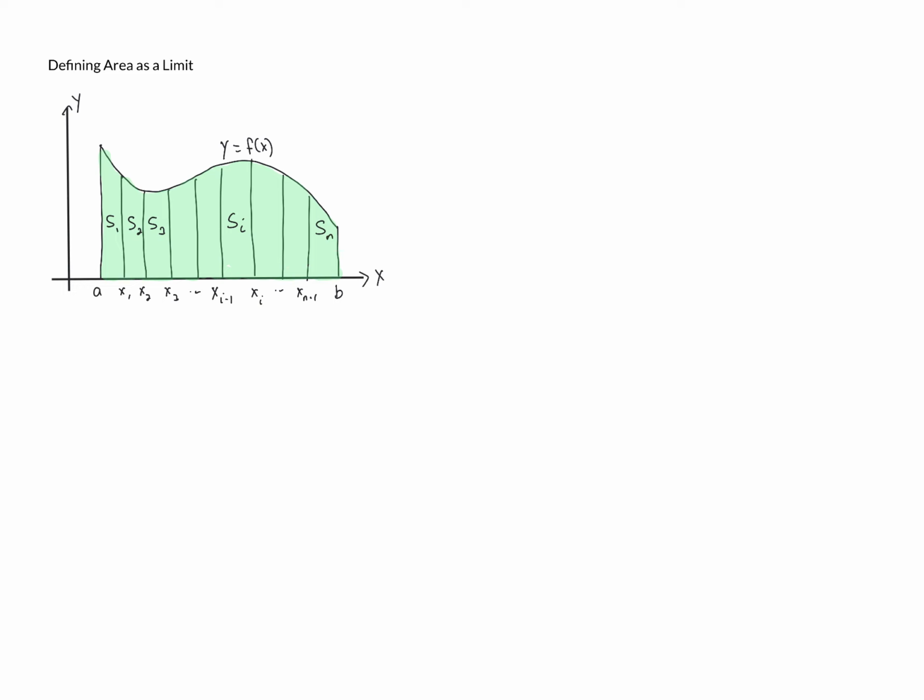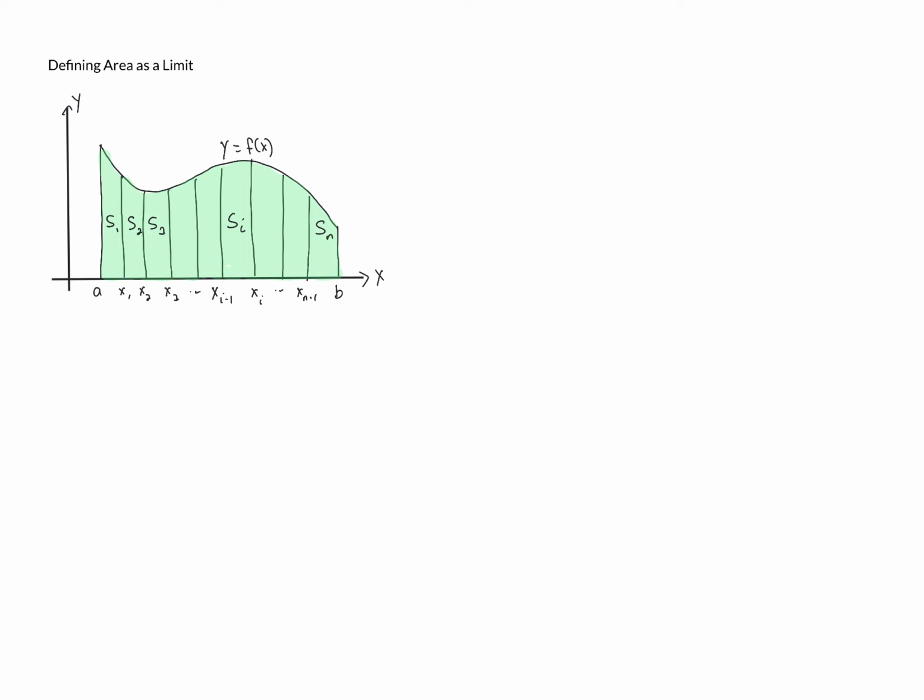Now, the way that we figured that out was we could approximate that by first cutting it into a certain number of strips. Some of the examples we did used 4 strips or 6 strips. And then we saw that the more strips we have, the better the approximation is. So we might use 10 or 100 or 1,000.